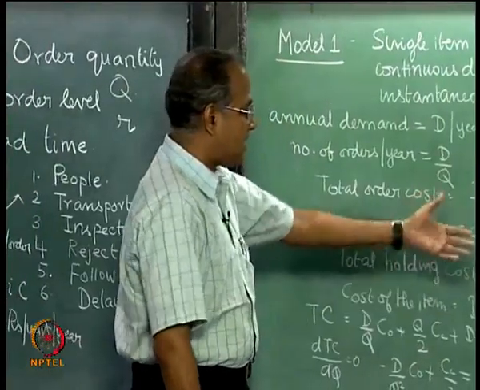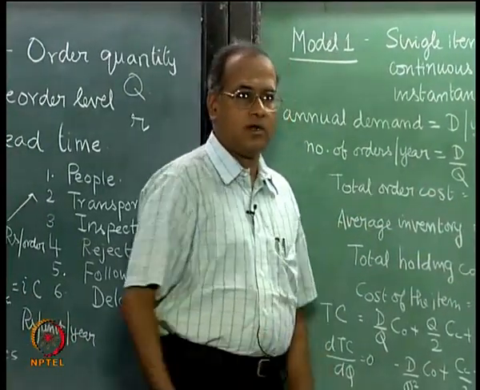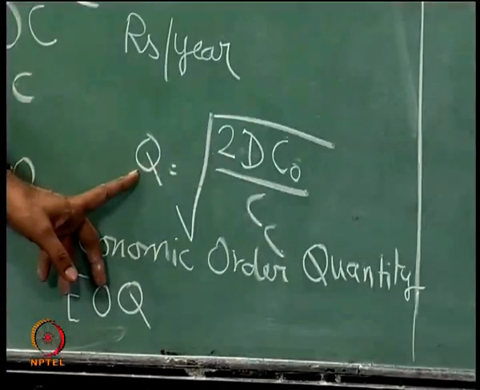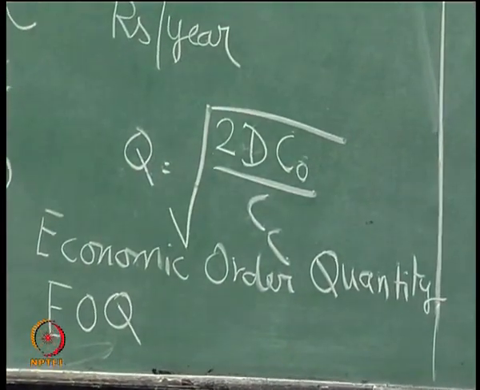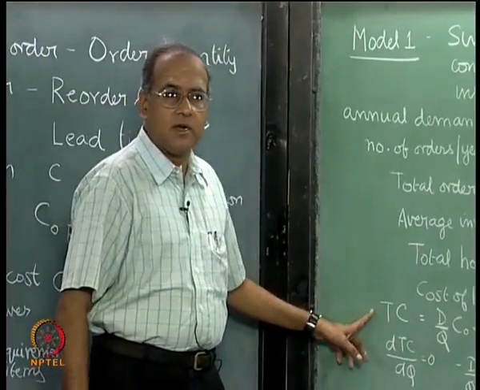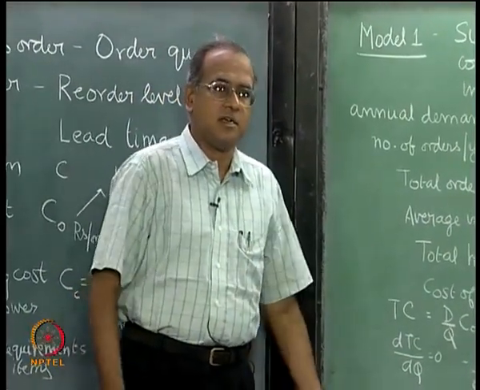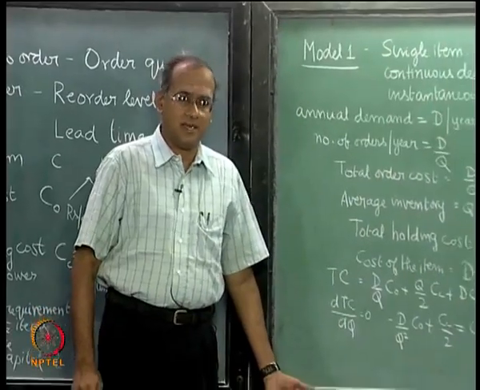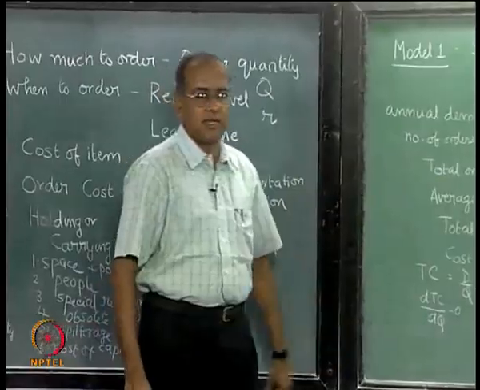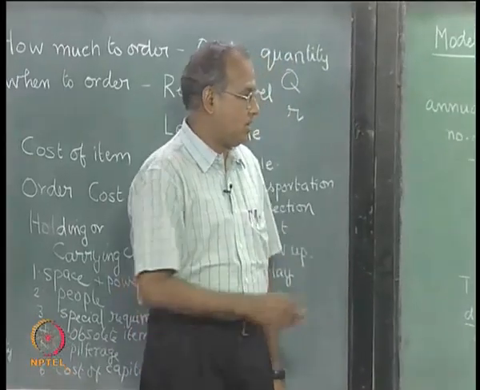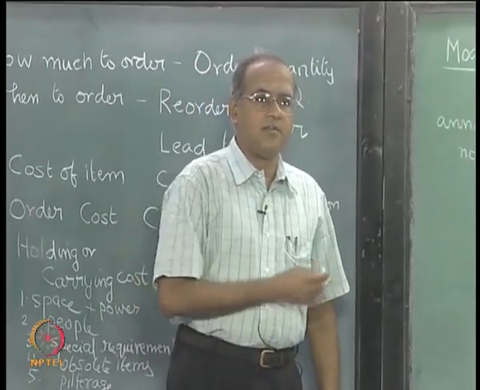So, if D, C naught and C C are known, then the economic order quantity can be calculated, and then we can substitute this Q into the total cost function to find the minimum total cost that the organization would incur. In the next lecture, we will consider numerical examples and explore a little further on inventory models.